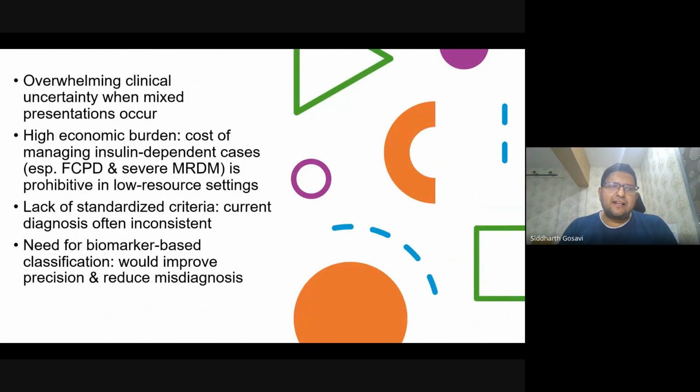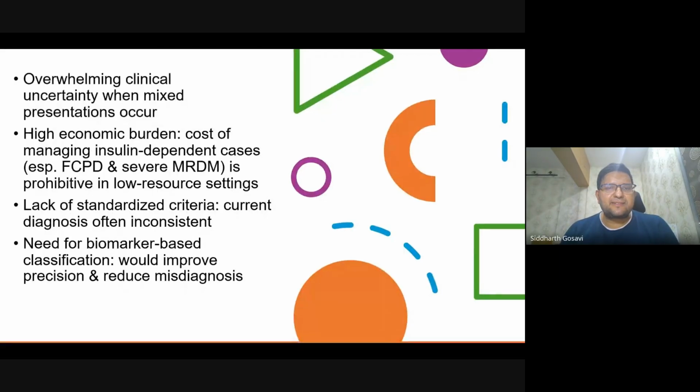As I said, there's clinical uncertainty, where there's a clinical overlap of the diagnosis. There is a high economic burden because insulin costs are high. The cost of managing the insulin-dependent cases, especially FCPD and severe MRDM, is very difficult in resource-limited settings. And of course, there's a lack of standardized criteria. Apart from the IDF, no other organization has yet accepted type 5 diabetes. There's a need for biomarker-based classification, which would improve precision and reduce misdiagnosis. Precision medicine may play a very big role in the future for diagnosing type 5 diabetes mellitus.